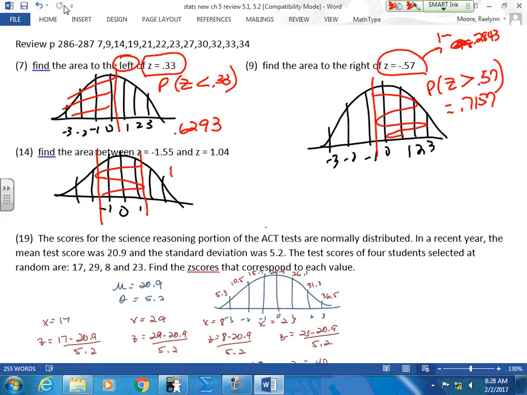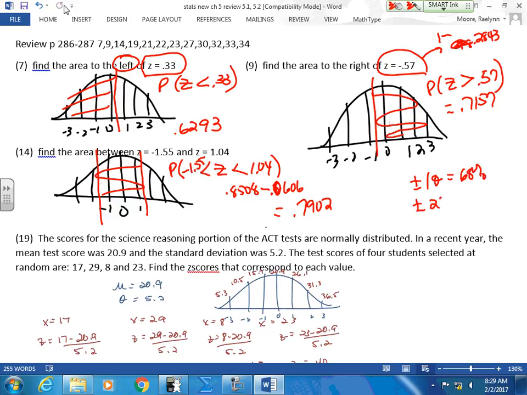So now I want the probability that z is between negative 1.55 and 1.04. I look up the areas and I subtract the larger area minus the smaller area. And I get 0.7902. And we said it was going to be in the 70s, low 80s, because it had to be bigger than 68%. Plus or minus 1 is my 68%.